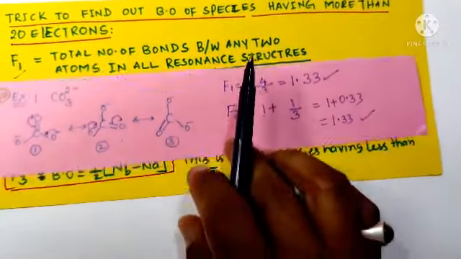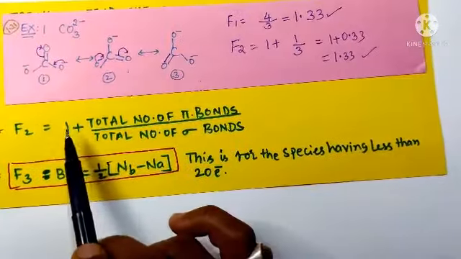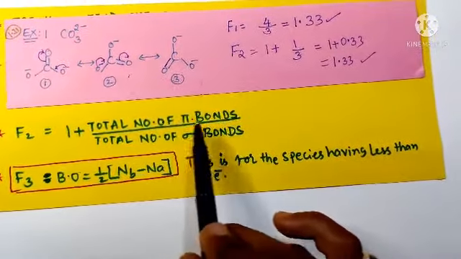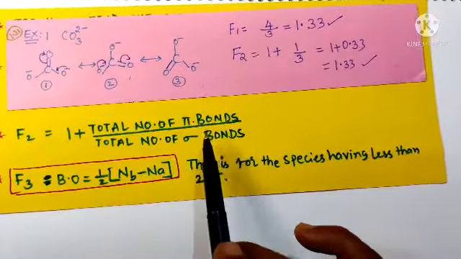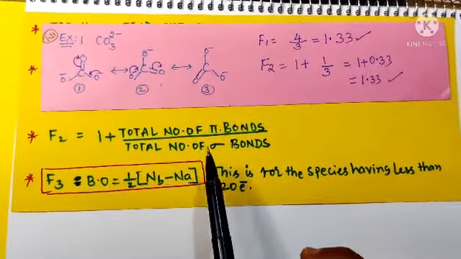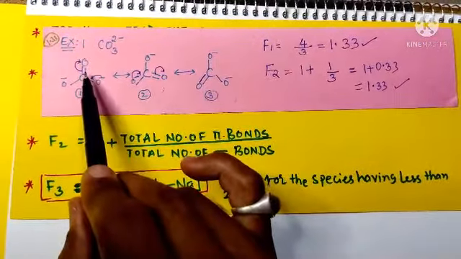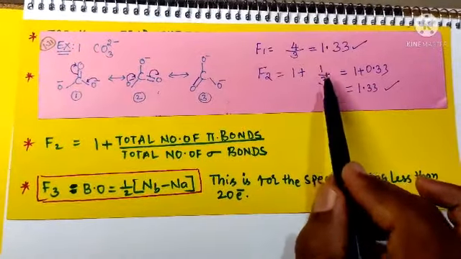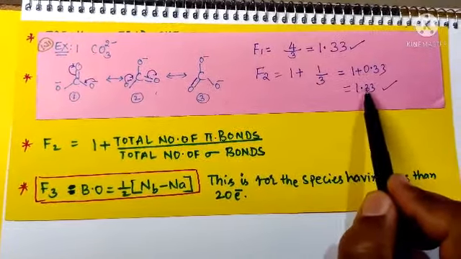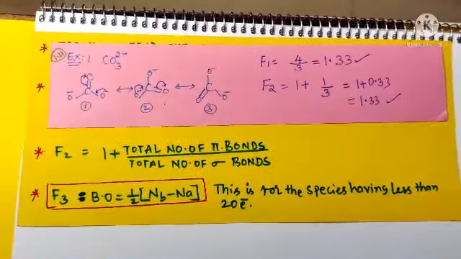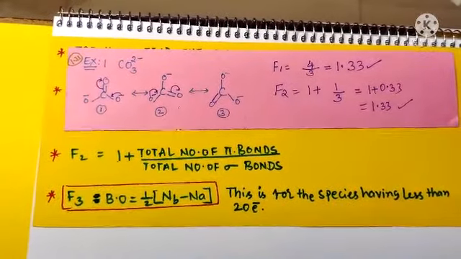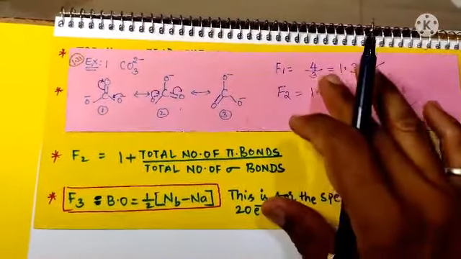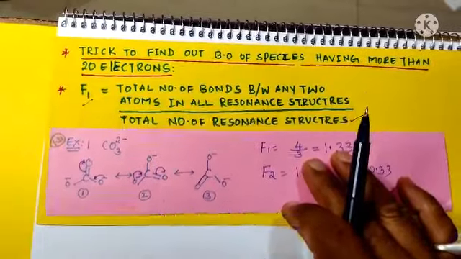Then follow formula 2, the second formula: 1 plus total number of pi bonds by total number of sigma bonds, students. Here the pi bond is only 1, and sigma bonds are 3. Then 1 plus 1 by 3, so its answer is 1.33, students. Now clear? This is how to find the bond order of species having more than 20 electrons.